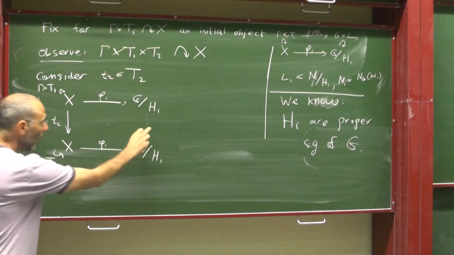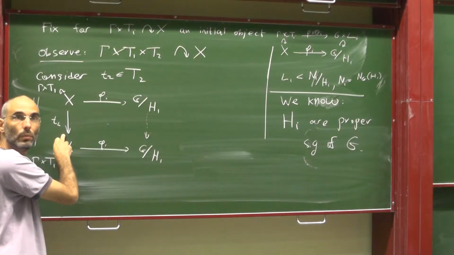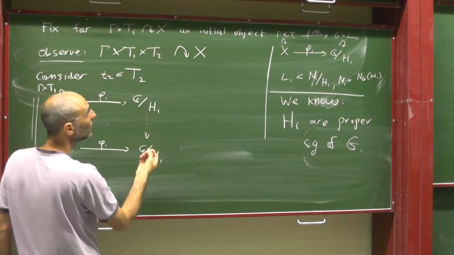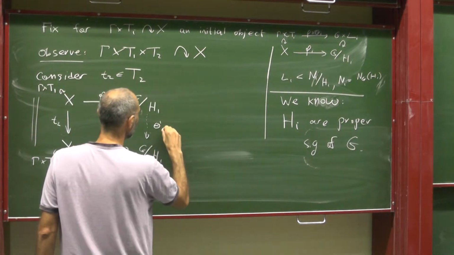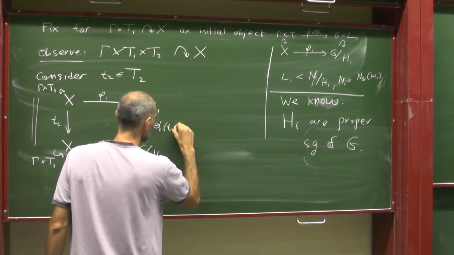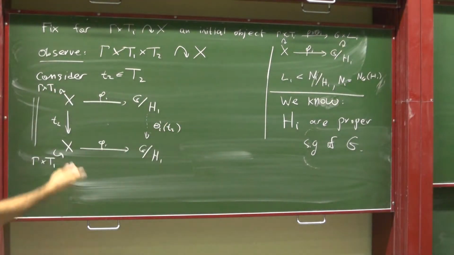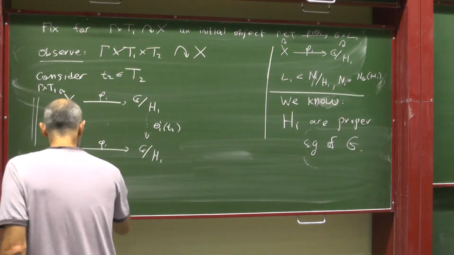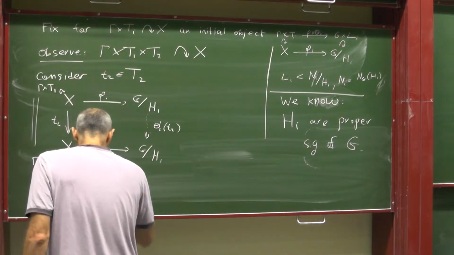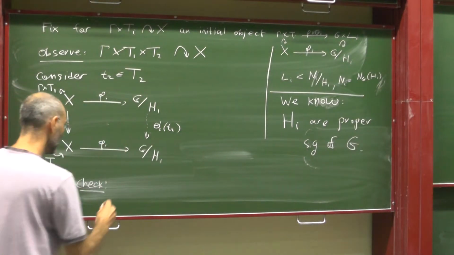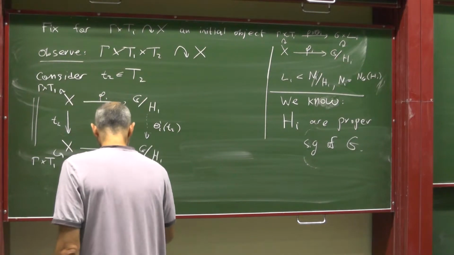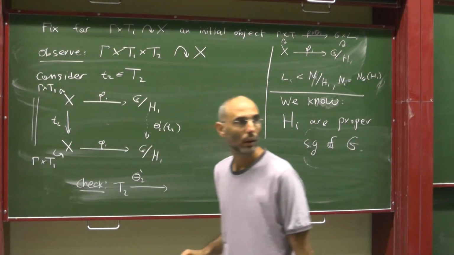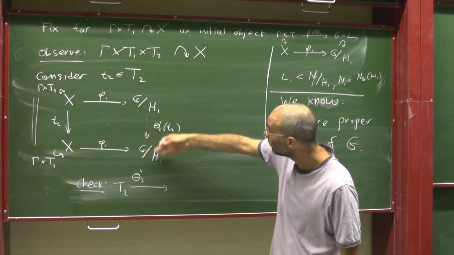And this arrow here depends on T2. Let me use a symbol which I haven't yet. Let me call it theta prime 2 of T2, to show the dependence on T2. And check, as you did before, that theta 2 is a map from T2 to the automorphism group of this thing.